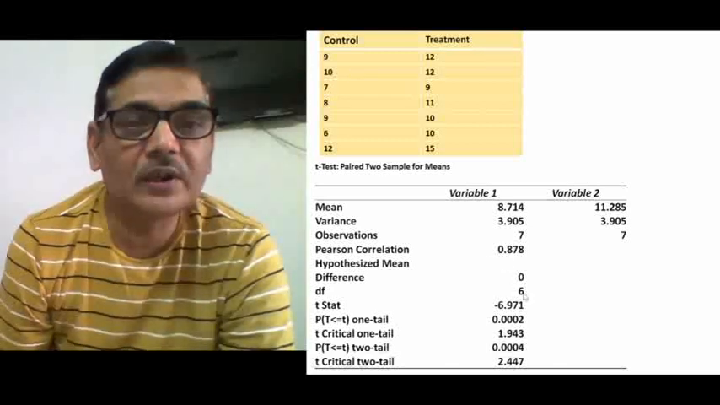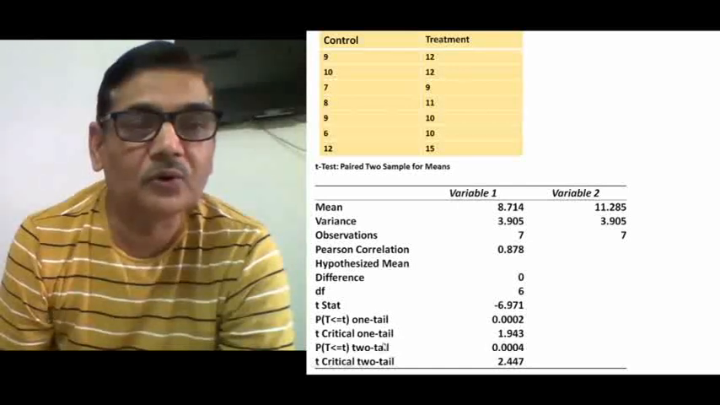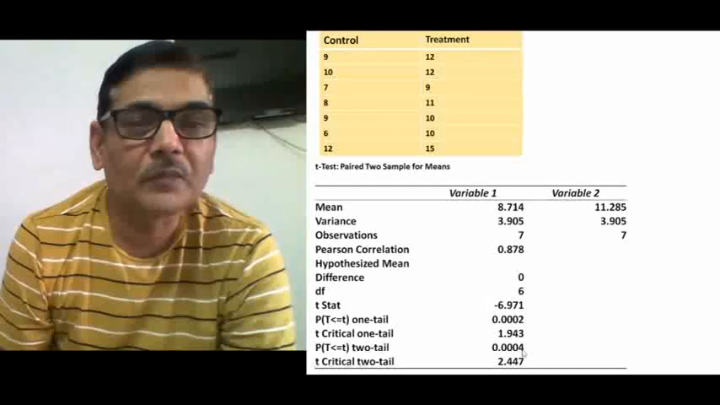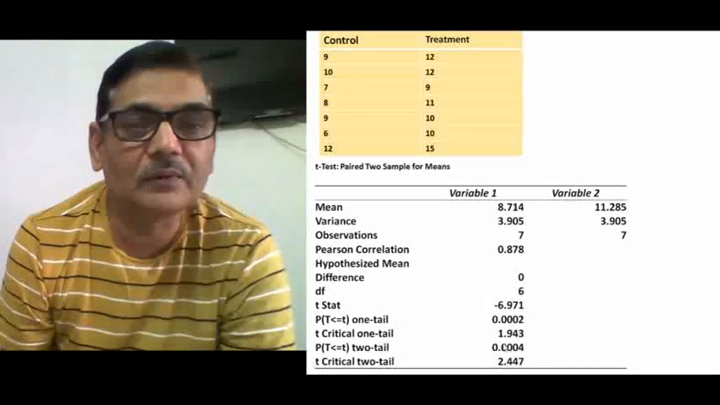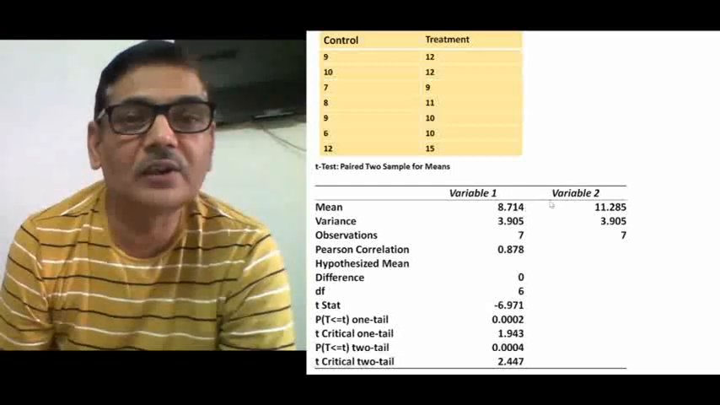And at 6 degree of freedom, the table value is 2.447. If you are doing two-tailed analysis, then your probability level will be 0.0004. So there is very, very meager chance of happening of this event, it means you consider that there is significant difference between the two mean values.